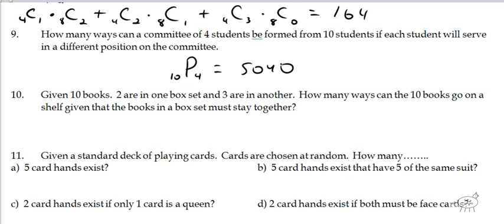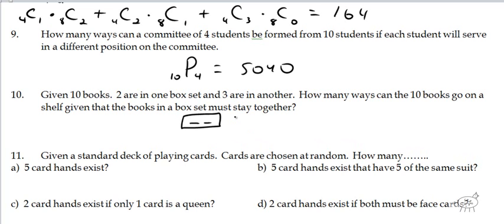Number 10. Given 10 books, 2 are in one box set and 3 are in another, how many ways can the 10 books go on a shelf given that the books in a box set must stay together? So this is like an arrangement. This is our bride and groom problem, right? So this is the deal, though. It's like the bride and groom were together, so that's like one slot. Well, this one, I have 10 books, 2 are in a box set, and 3 are in another box set. So that's kind of a group in itself. So here's the deal.